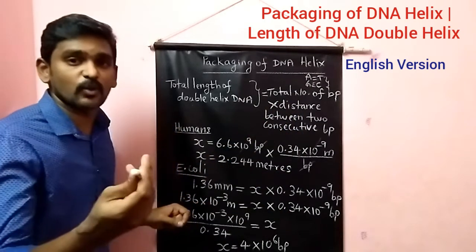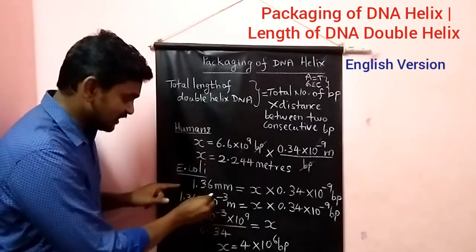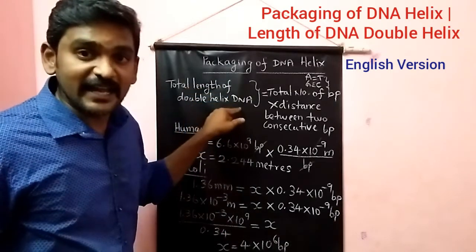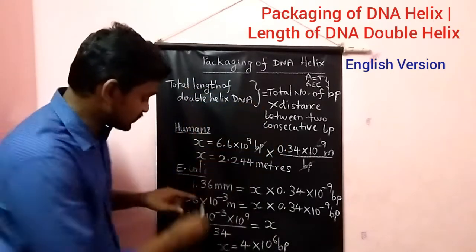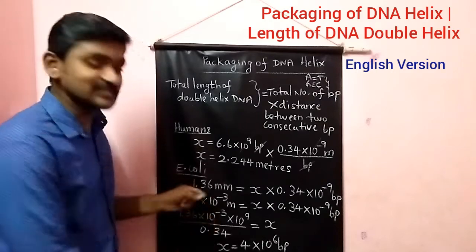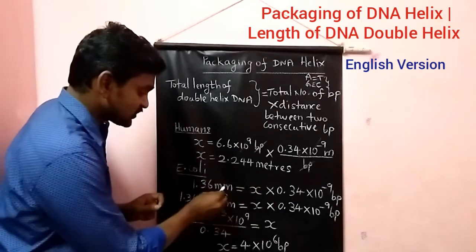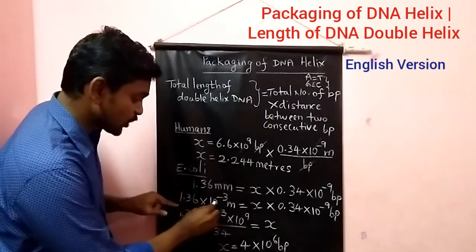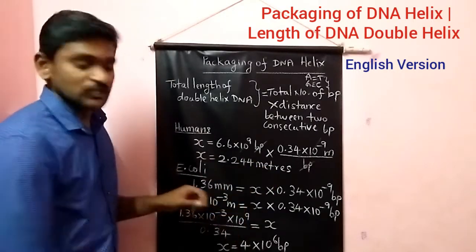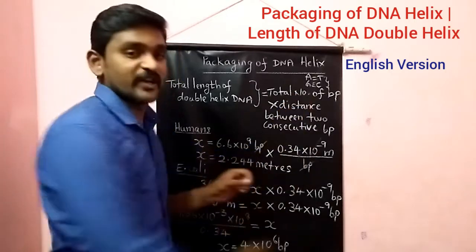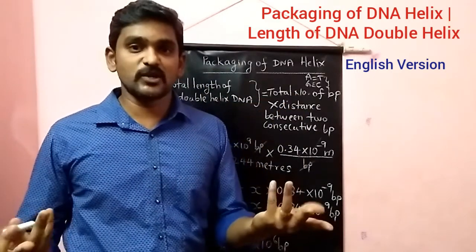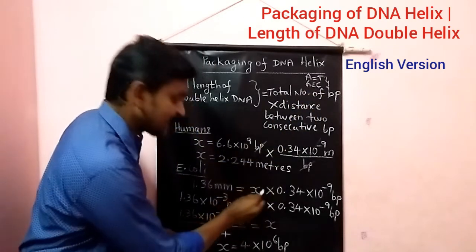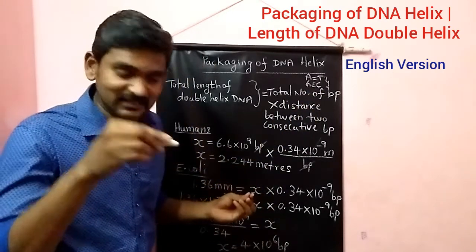So again I will take one example. In this case they have given the total length of the DNA in E. coli. So E. coli consists of 1.36 mm. In this case, m means what? 10 to the power of minus 3. So you can write it as 10 to the power of minus 3 meter. So here what you have to find? The total number of base pairs we don't know actually. So we have to find that. So the total number of base pairs we can take as unknown, that is x.